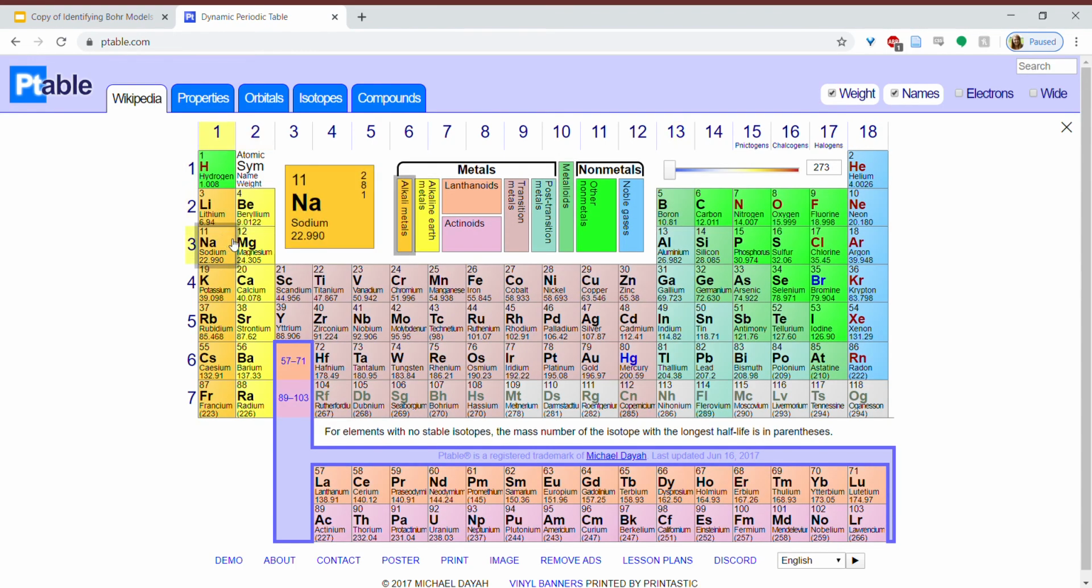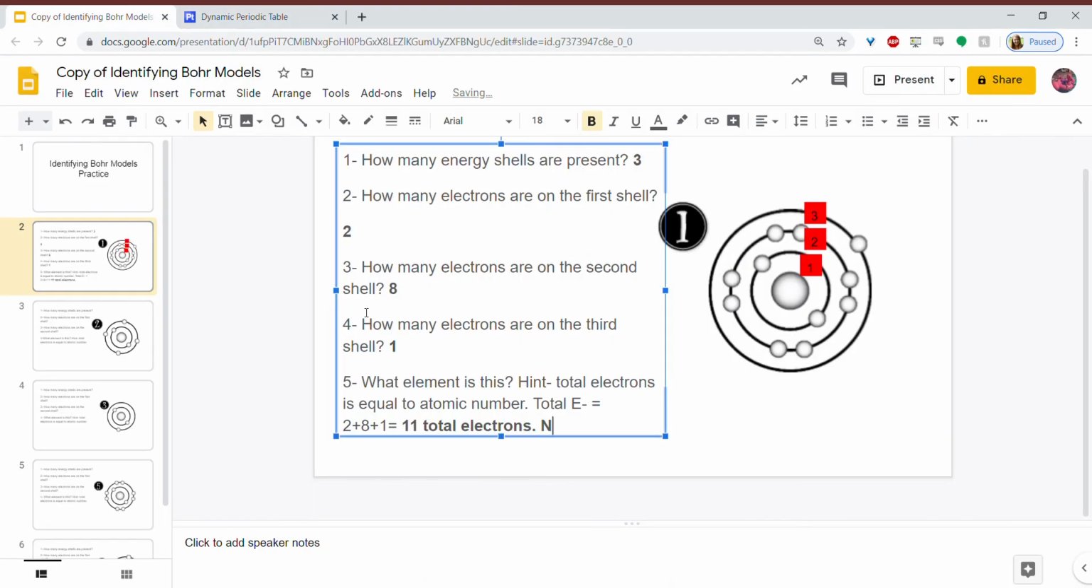So let's look at a periodic table, find atomic number 11. There it is. You can see the atomic number right at the top. And that means it is sodium, Na. So that's how you solve these problems. Let me know if you have other questions.